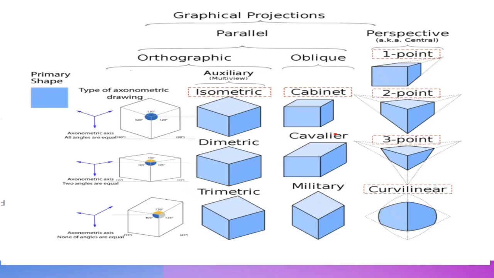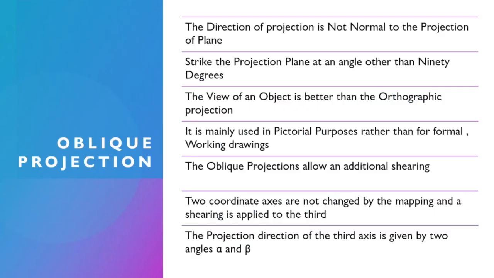So I'm explaining the oblique projections. The oblique projection is not normal to the projection planes; the projection lines are at an angle other than 90 degrees, because as I said, it is not perpendicular to the projection plane. So we can see a better view from the oblique projection. The view is better compared to the orthographic, because orthographic projection has a limited view for the viewer. It is mainly used for pictorial purposes, rather than formal working drawings.